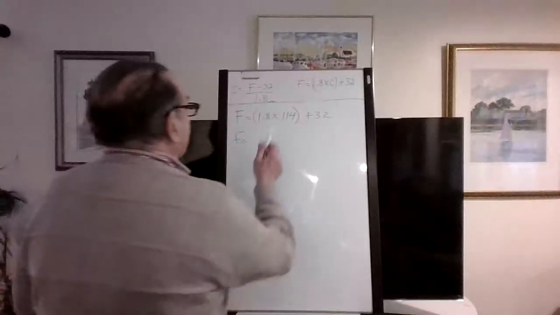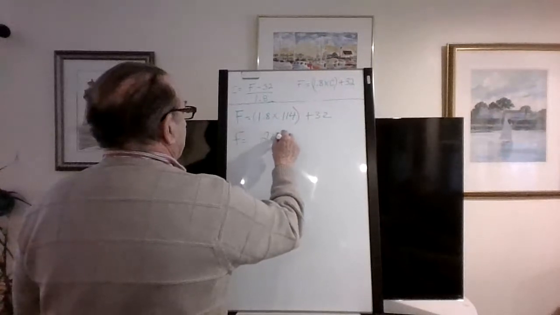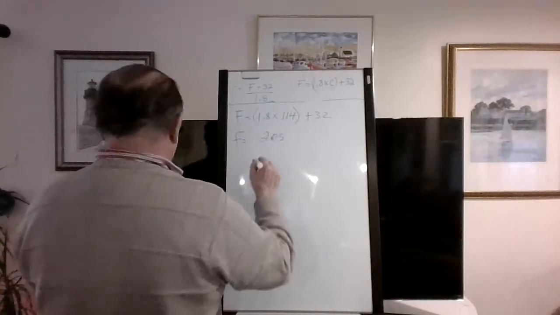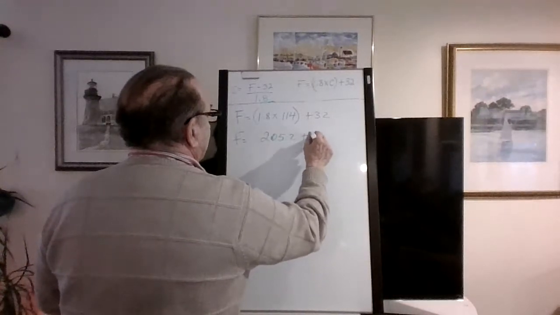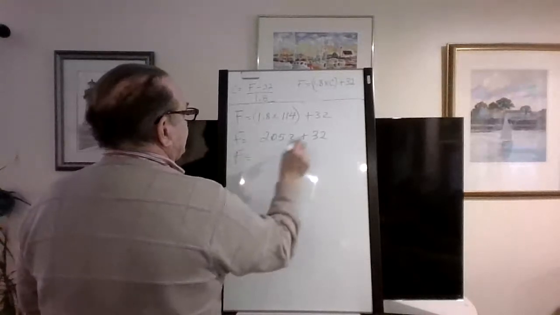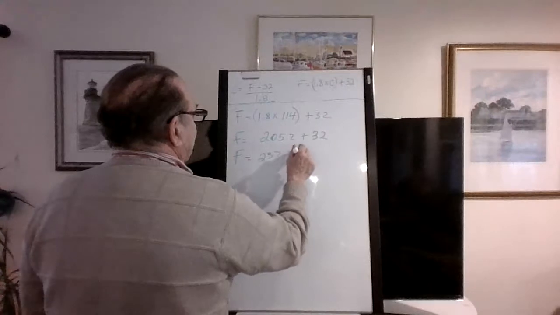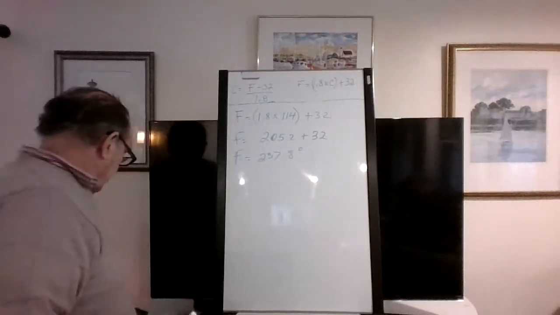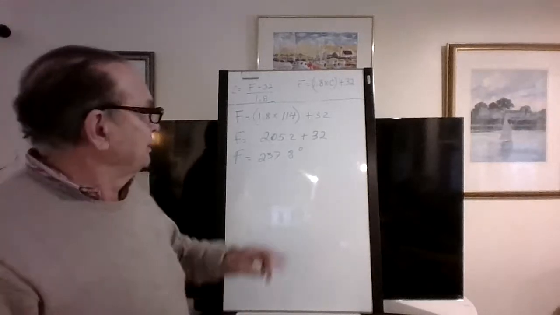Okay, so what we have is, if you multiply this out, you have 205.2 plus 32. So F equals 237.2 degrees. Sorry about that, just drew a blank for a minute.